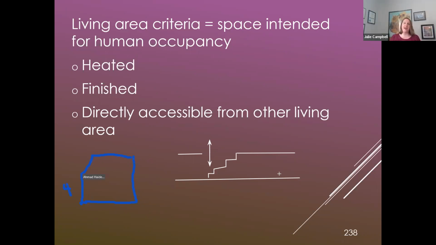The slope has to be at least 5 feet. So this has to be 5 feet to be counted. The bottom of the slope. I got you. Okay. Thank you. Yep, of course.